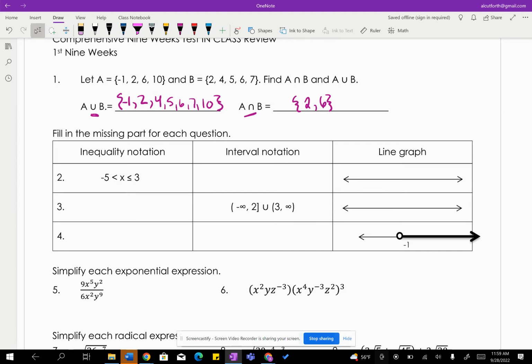Okay, for number 2, they give us inequality notation. This is x is bigger than -5 and less than or equal to 3. So we need to start at -5 on the graph, go to 3.